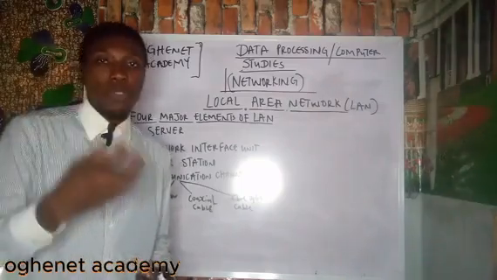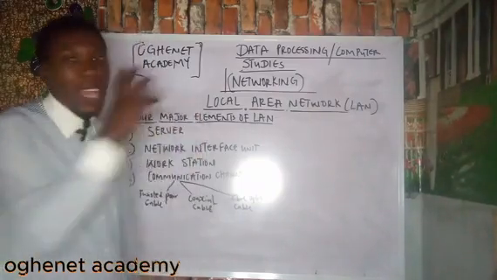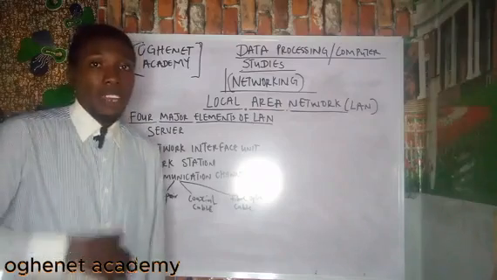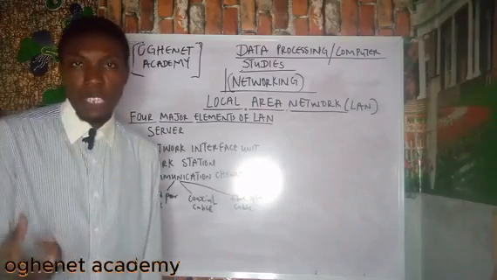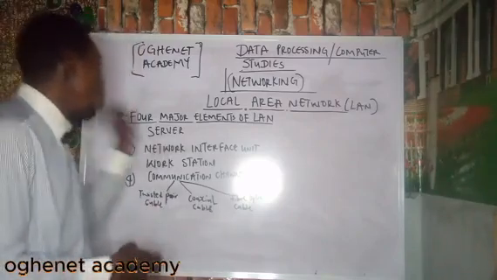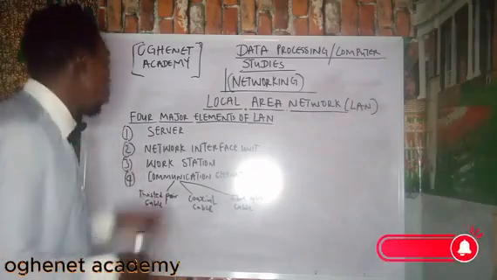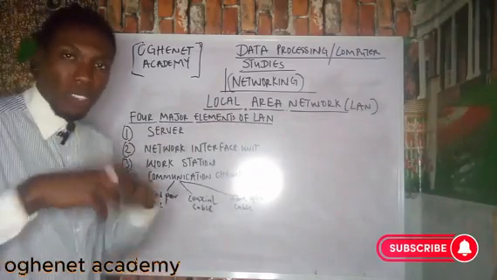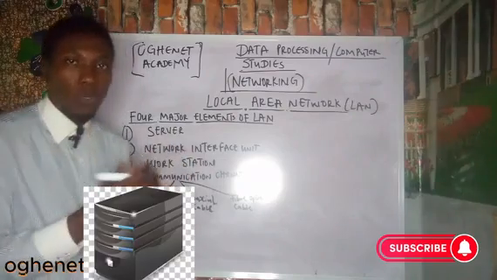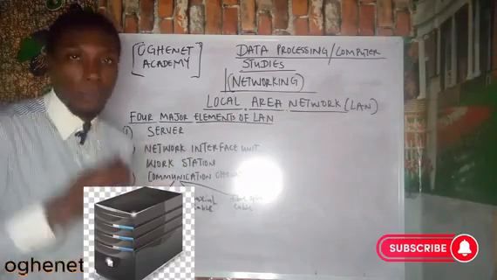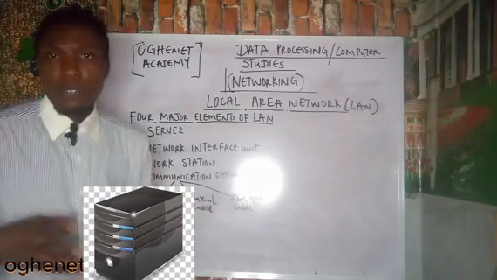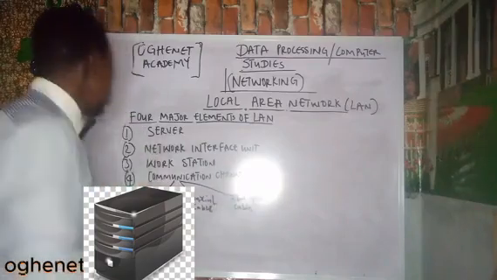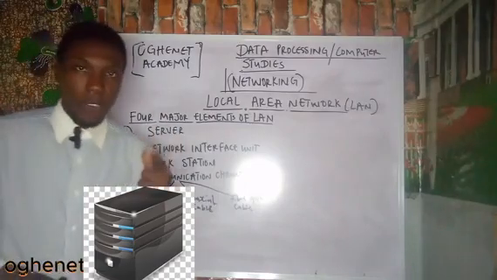Now, we are going to be looking at four major elements of the local area network. In the last tutorial, I spoke about what the local area network is all about. But today, we are going to be focusing on four major elements. With these four major elements, you can understand how networking works, how with networking the computers, or different computing devices, can share information, work together, and communicate with each other. So, first, we talk about the server.